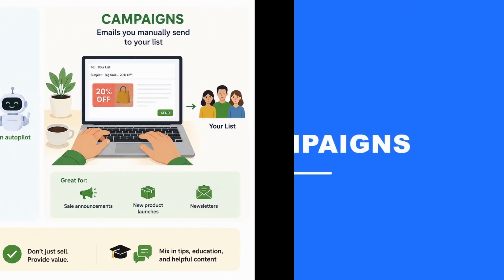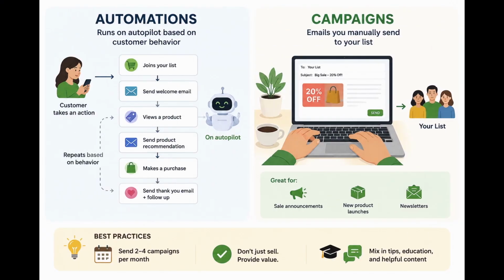Step 4. Sending campaigns. Automations run on autopilot based on customer behavior. Campaigns are different. These are emails you manually send to your list. Think sale announcements, new product launches, or a simple newsletter. Aim for 2 to 4 per month. And do not just email people when you want to sell something. Mix in tips, education, anything that adds value.